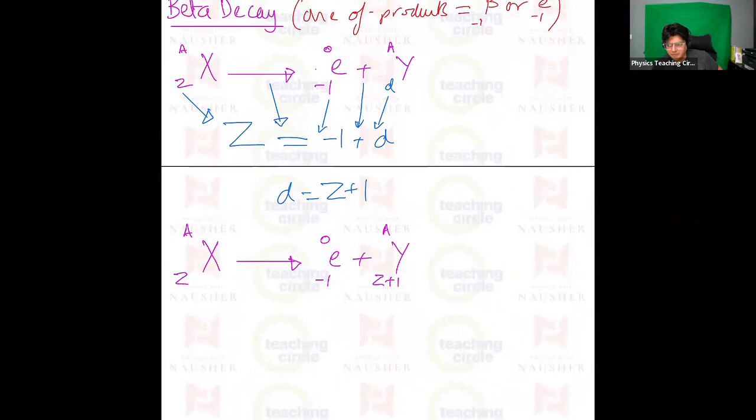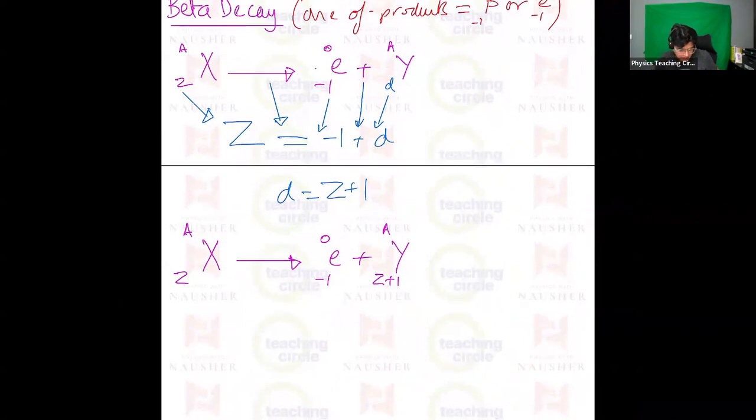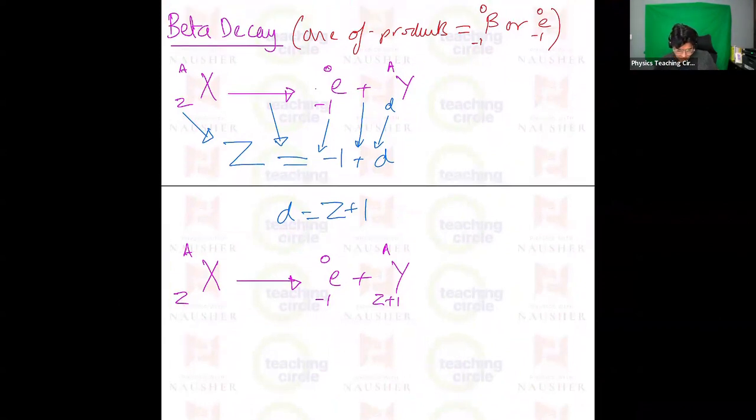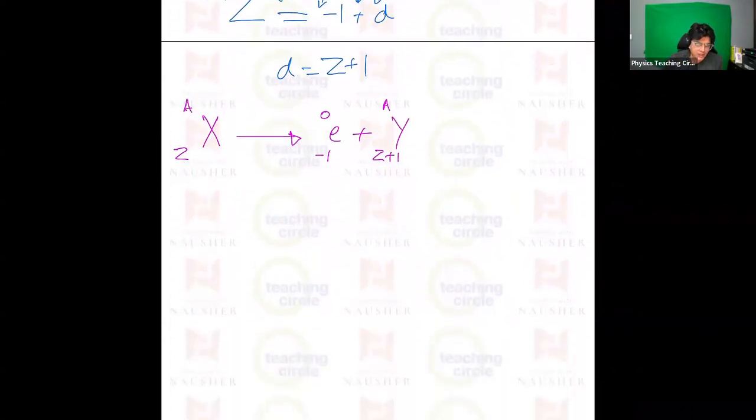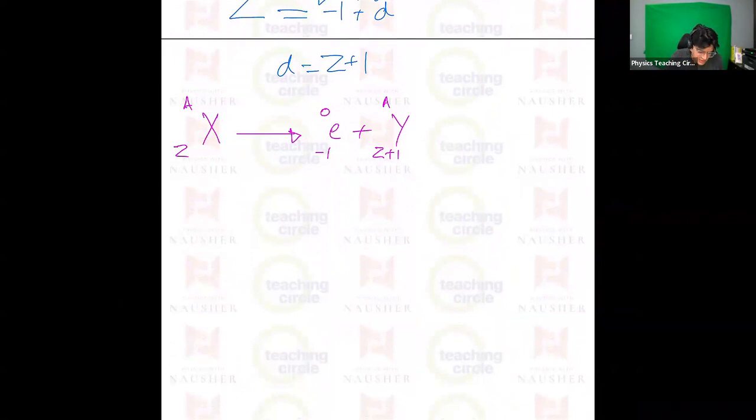Are you guys with me? So this is the right equation. Just remember this. Make sense? Beta decay clear ho gaya? Now we come on to the easiest of all, which is gamma decay.